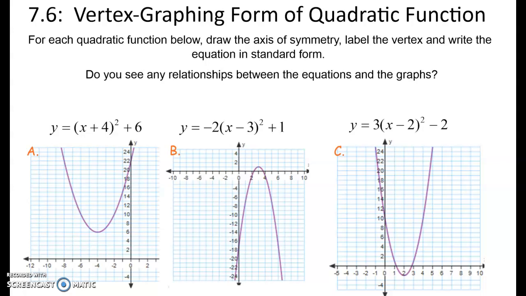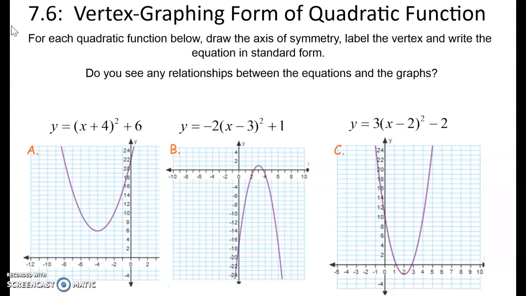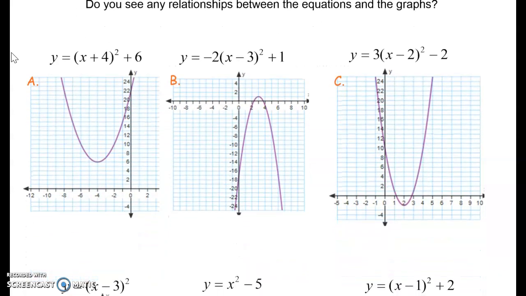Today in 7.6 we're going to look at another form of the quadratic function. This one is called the Vertex-Graphing form. So if we're looking at these graphs, we are asked to draw the axis of symmetry, label the vertex, and write the equation in standard form for each one.